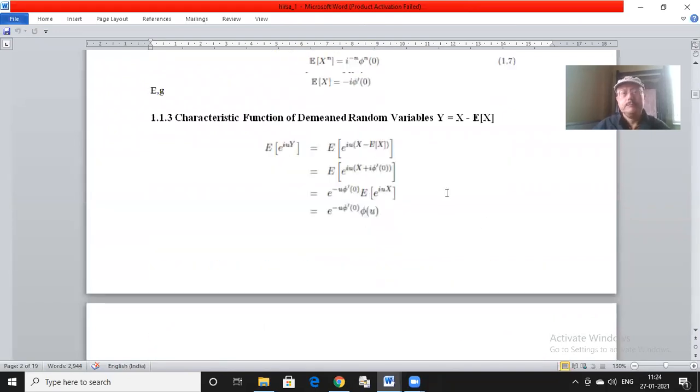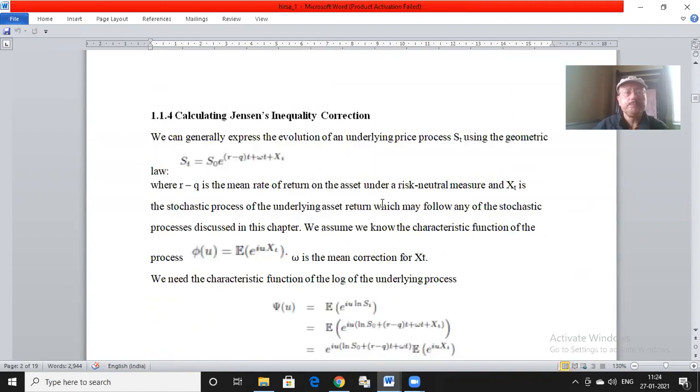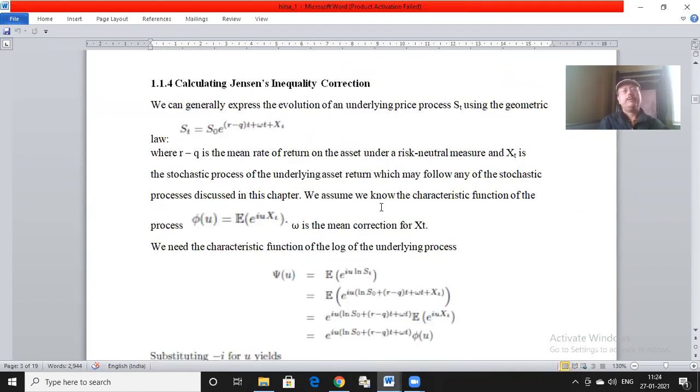So this will be useful for us. So it is good to just mention this. The other important numerical issue is Jensen's inequality correction. So what is this inequality correction? Remember that most of the time our stochastic process is a geometric Brownian motion in finance.